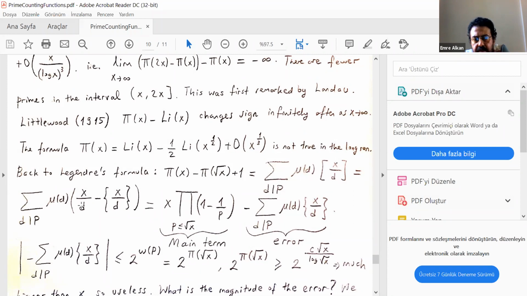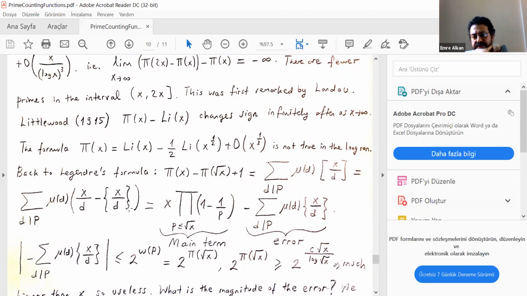The greatest integer can be written like this: the number itself minus the fractional part, which is always a number less than 1 but greater than or equal to 0, right? So you can write this term as x over d minus the fractional part of x over d. So you can work on the right-hand side. After all, it's an exact formula for this. So let's try to elaborate on this.